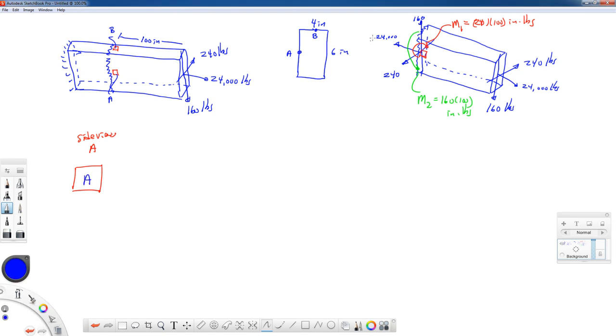Let's do the easy ones first. So we know that the axial force causes an axial stress. It goes down the long direction of the bar, and that's equal to the force divided by the cross-sectional area. So that would be 24,000 pounds divided by 4 times 6 inches. All right. Now let's take a look at the bending moment M2.